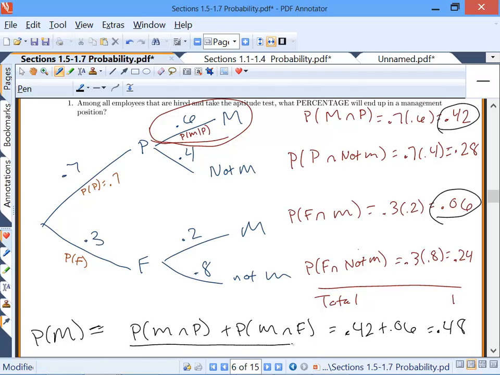Now I told you that you probably wouldn't end up memorizing that formula, but we would use it. This was a formula that we found before: the probability of M and P plus the probability of M and F will give me the probability of M. But I just remember, if I draw my tree and then circle everything that has an M in it and add them together, that will give me my total probability of being in management. Otherwise, I think it'd be very complicated to try and memorize all the formulas.